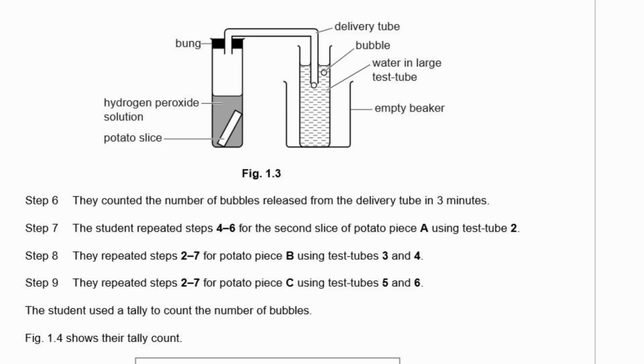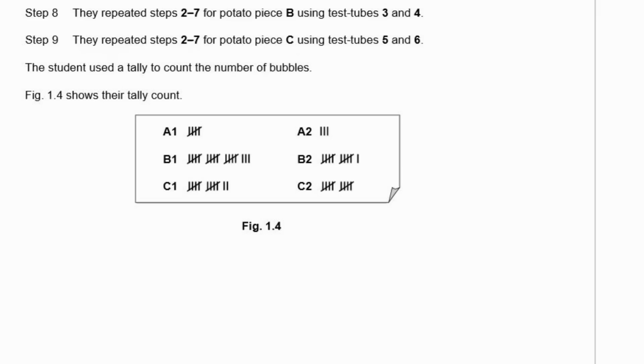The students used a tally to count the number of bubbles. So this is the tally of their results. So we have potato piece A1, A2, B1, B2, C1, C2, and they just tallied them. You're going to have to convert those tallies into real numbers.